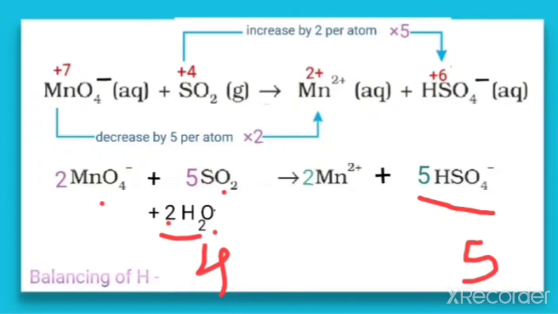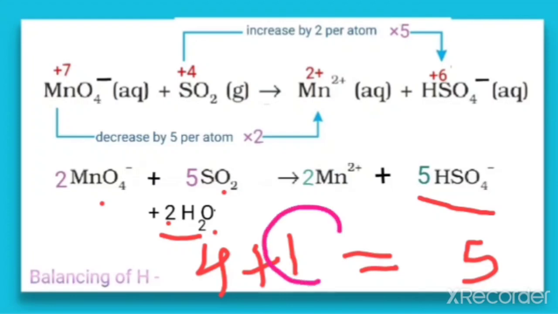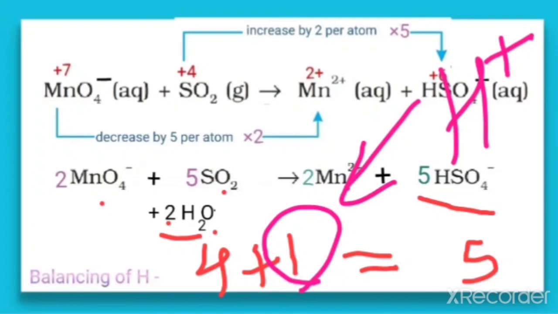Here the number of hydrogen on the left hand side and right hand side are not equal. So what we need to do? We have to equate these numbers. So how can we equate this number? When we add 1 here, at that time the number of hydrogen on the left hand side and right hand side will be equal. So here there is a deficiency of a single hydrogen on the left hand side. That means according to the rule, what we have to add? We have to add H positive on the deficient side.